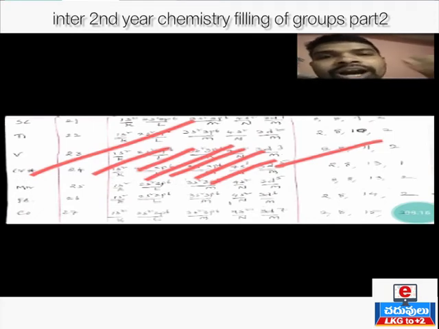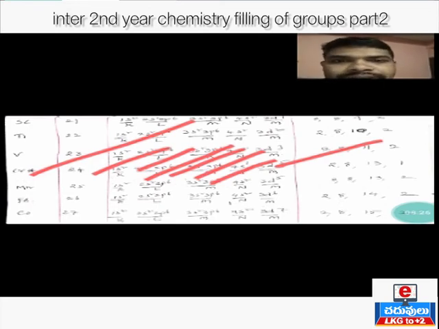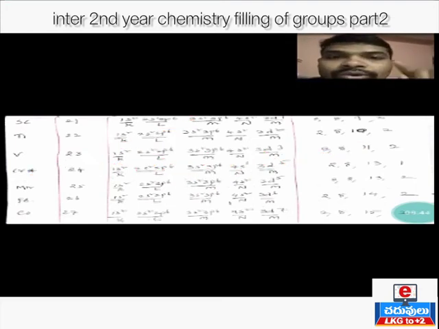In chromium, a half filled d orbital is possible by shifting one electron from 4s to 3d. One electron jumps from 4s orbital to 3d orbital, so that chromium gets a half filled d orbital. So the extra stability of chromium is achieved by the half filled d orbital, and this is possible when one electron from 4s is shifted to 3d orbital. How one electron is shifted from 4s to 3d, that I will say later. Clear? You remember in chromium a half filled d orbital is possible.